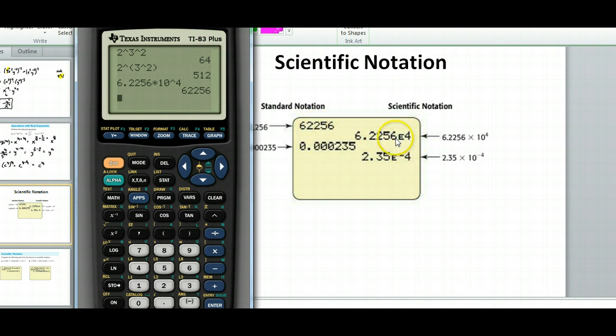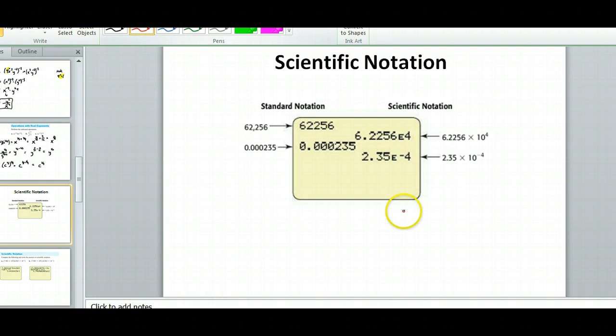But this is your calculator's way of saying times 10 to the 4th. So what you need to understand is that E4 means times 10 to the 4th. Same thing with this: E negative 4 means times 10 to the negative 4th. So negative 4 means that decimal point moves 4 places, 1, 2, 3, 4, back that way, and we need these filler zeros. So I get the 1, 2, 3 zeros before the 2, 3, 5. Positive 4 means it goes the other way, and we end up with this. So that's scientific notation.